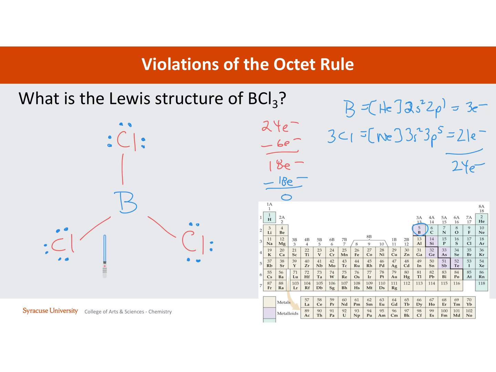That being said, I have not filled the octet for boron. Boron has 2, 3, 4, 5, 6 electrons assigned to it, and that's fine. This is a valid Lewis structure for boron trichloride, because boron will never have more than 6 electrons in its outer shell. So boron violates the octet rule on the low end of that count.